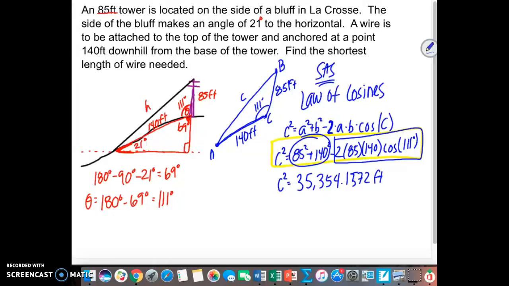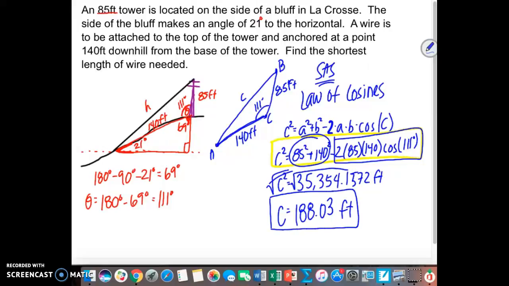So when we finally get our answer of C squared equals 35,354 with a decimal, we still have some work to do. Since we have C squared, we need to take the square root of both sides to eliminate the square. Then we are left with C equals 188.03 feet. So 188.03 feet is the shortest length of wiring needed for the tower.